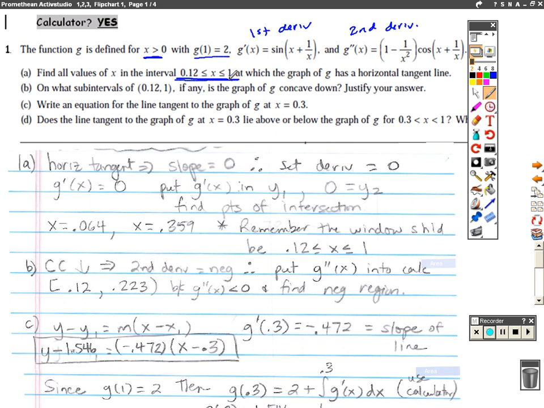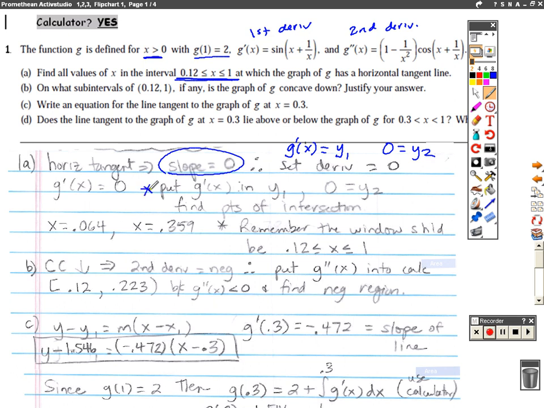Now if you look at my answer down here in part 1A, I know that horizontal tangent implies that there is a slope of 0. So I'm going to take the derivative that they've already given me, which is g prime of x. I'm going to put that in my calculator as y1, and I'm going to put 0 as y2.